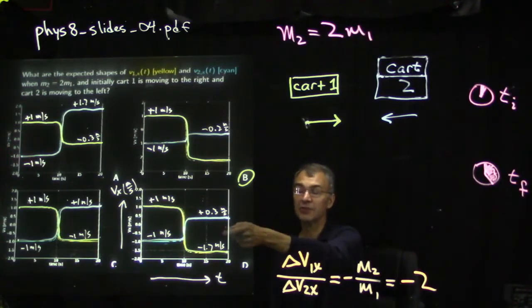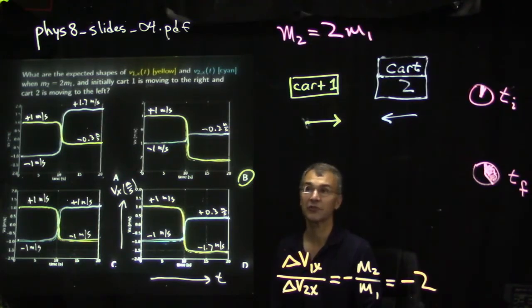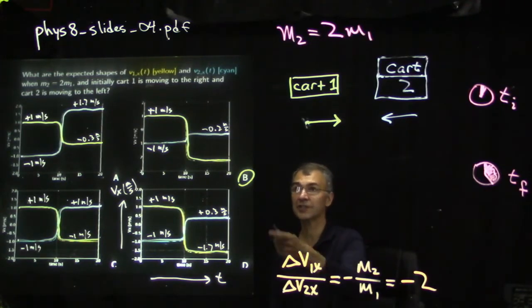But that seems like the right ratio, but cart 2 has the bigger change than cart 1 in magnitude. That doesn't make sense because cart 2 is more massive. A massive cart should have a smaller change in velocity. Let's look at B.